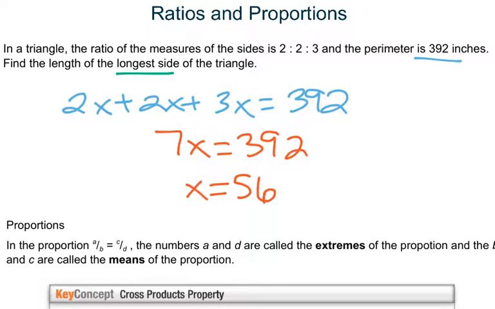But again, we don't want to stop there. It says find the longest side. Well, the longest side has to do with that 3, because that's the longest number in the ratio. So you do 56 times 3, which gives you 168 inches. And again, if you really want to make sure that you're correct, just multiply 56 by 2 into both of these, and then add all three numbers up, and you should get 392. Okay.